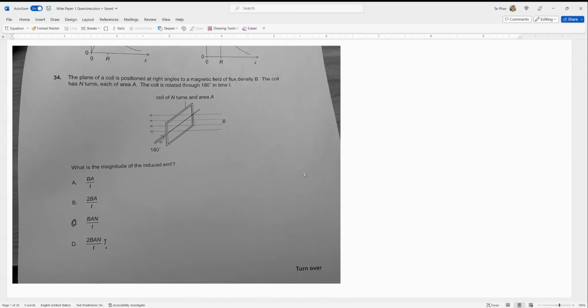Question 34. The plane of the coil is positioned at a right angle to a magnetic field of flux density B. The coil has n turns, each of area A. The coil is rotated through 180 degrees in time T. So the flux of the magnetic field B passing through this coil will increase and decrease from a certain value to zero to maximum, then to zero again, sinusoidally like this, a sine function. What is the magnitude of the induced EMF?